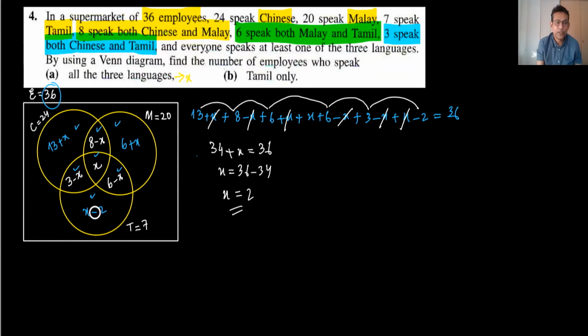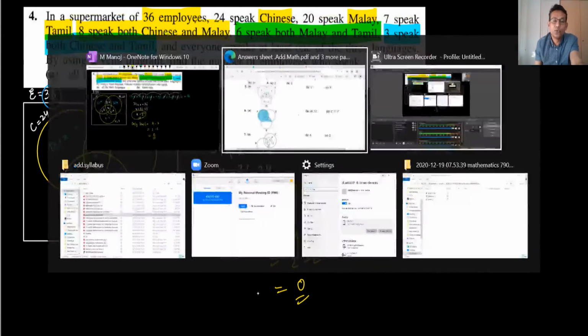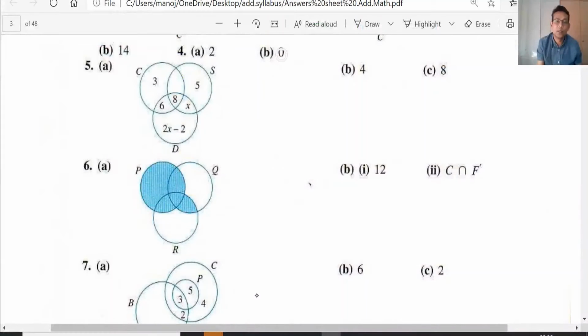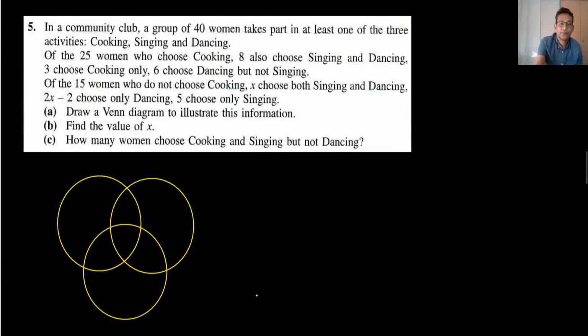So if you want to find this area, only Tamil, then Tamil you can write one thing is x minus 2. So what is the value of x you got? It's 2. 2 minus 2 is coming what? 0. It means there is no one who speaks only Tamil. They speak at least 2 or 3 languages. So you can see the answer is coming 0 and we have done it. So now moving to question number 5.